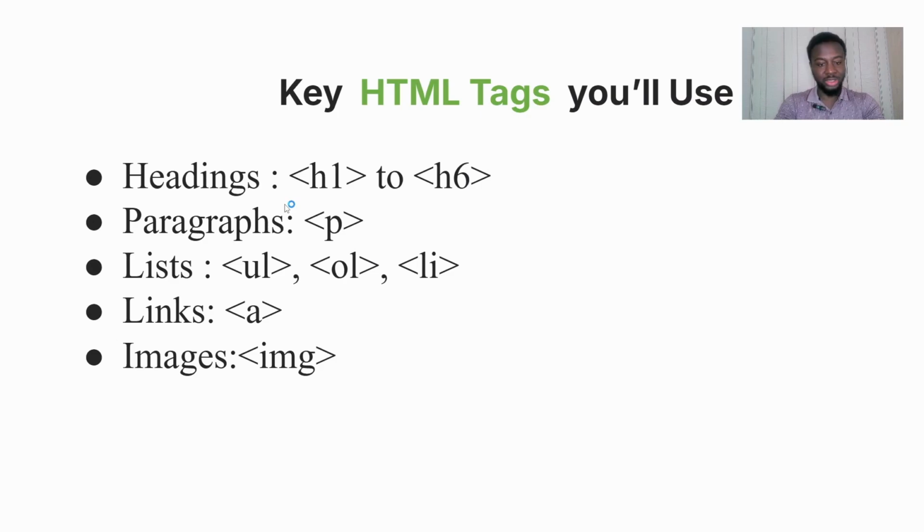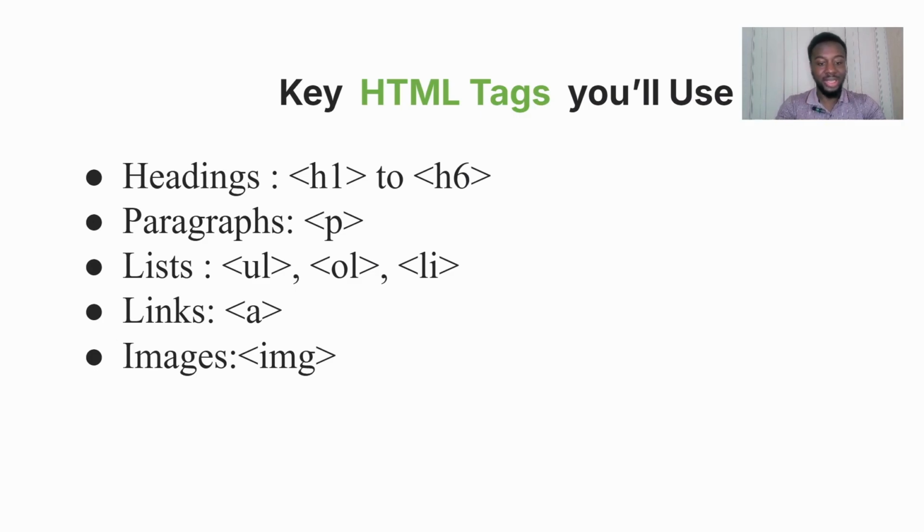We have paragraph tags, where we want to show the paragraph text of a page that is not a header. Then we have lists. We have ordered lists and unordered lists. Ordered lists are basically if you want to order something, so 1, 2, 3 are in order. Unordered lists are something that's not in an order. It can come in any format, so you don't need to number it.